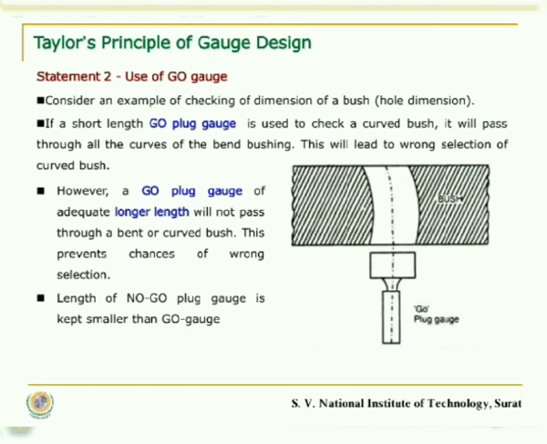Just imagine if the length of the go plug gauge shown in this image is doubled. Then a go plug gauge of a longer length would be available, which will not be able to pass through a bent or a curved bush. This will prevent the chances of wrong selection. So here it is not only possible to check the diameter of the hole in the bush, but it also helps us to check the straightness of the entire length of the hole. The length of the no-go plug gauge is generally kept quite smaller than the go gauge.